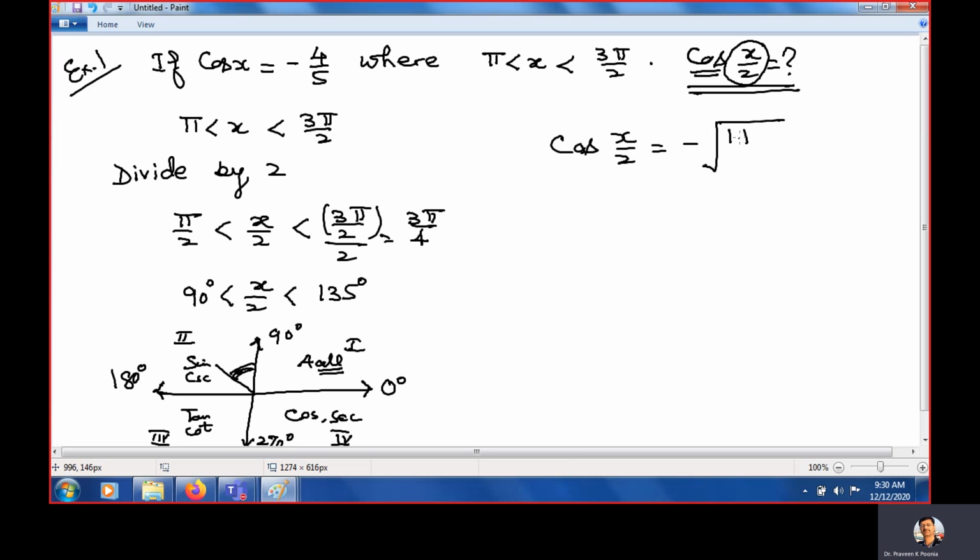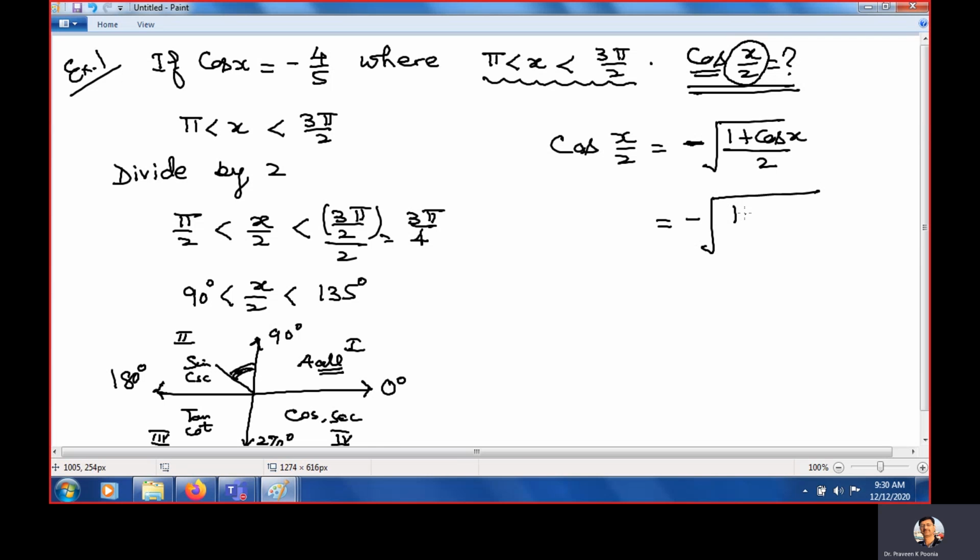It is 1 plus cosine x upon 2. So you need to check what condition on x is given. If the condition is given in the first and fourth quadrant, we will take the positive sign. If the condition is given in the second and third quadrant, we will take negative. This you need to remember.